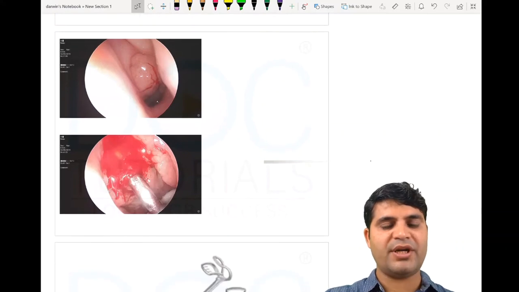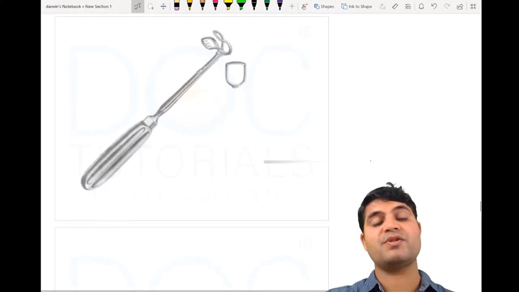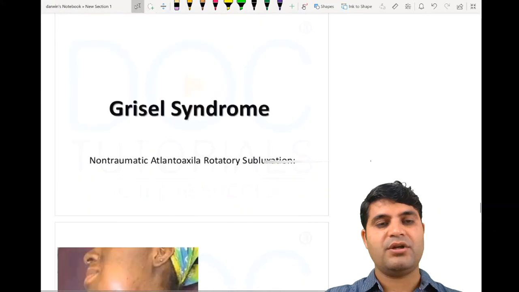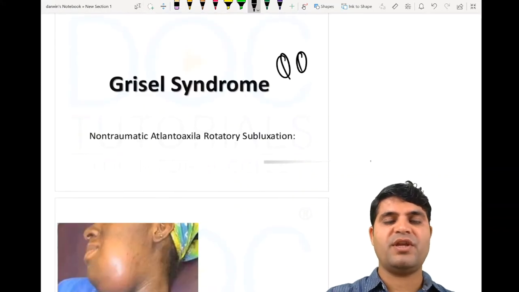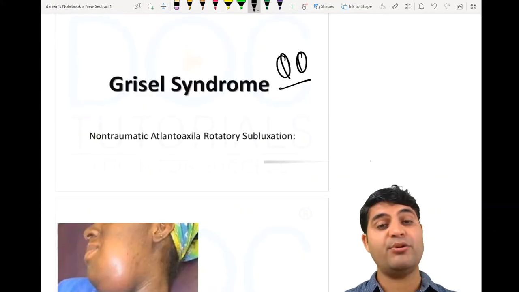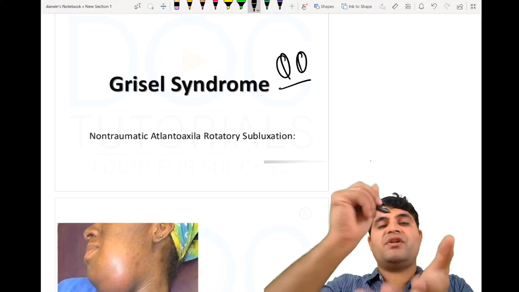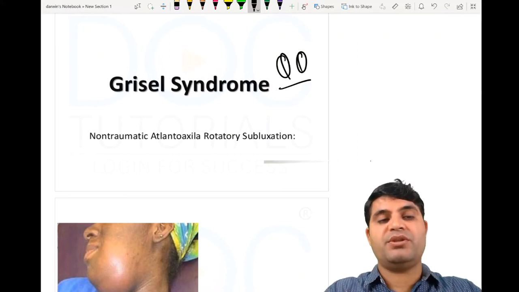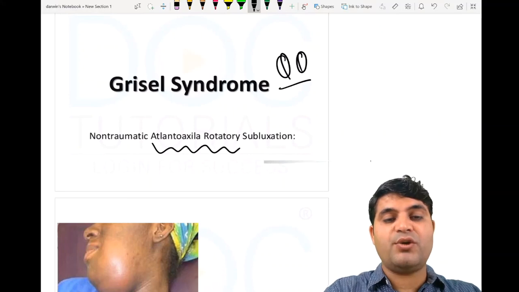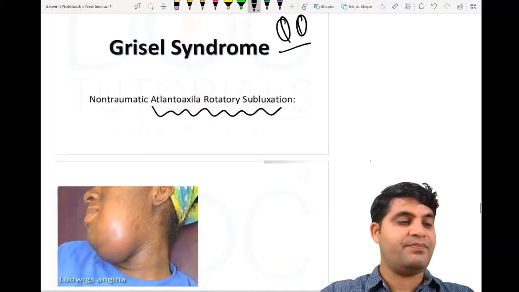Then this is adenoidectomy being done, and this is tonsillar snare. Coming on to Grisel syndrome, you know, this is a very important complication of adenoidectomy, particularly when we do conventional varieties like this curettage method. So this is nothing but atlantoaxial subluxation.